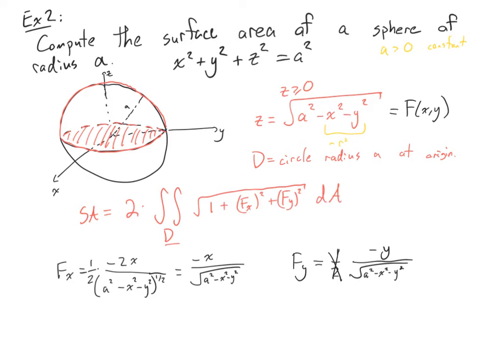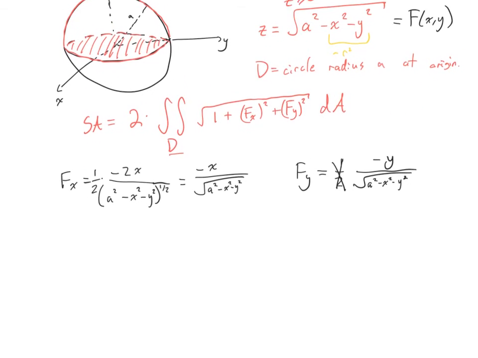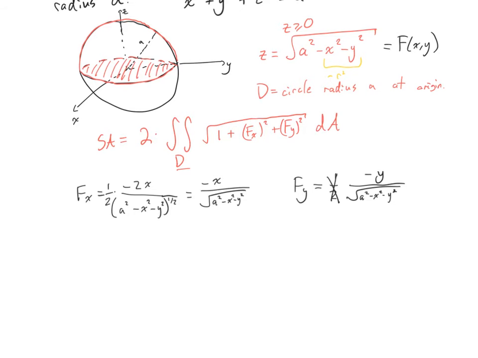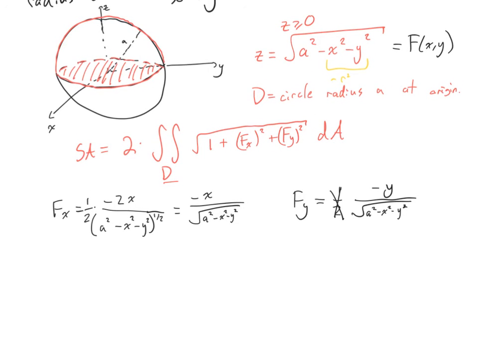Okay. Now, because D is a circle, and I already can sort of see how to translate my integrand into polar coordinates, I'm just going to go ahead and do that at this point. So let's go polar. Let's go full polar. What I want to compute, the surface area of the whole sphere, is going to be 2 times this integral, and I'm going to go full polar on it.